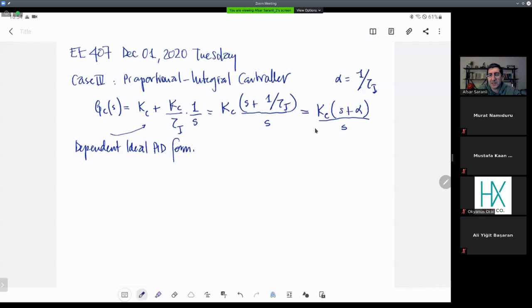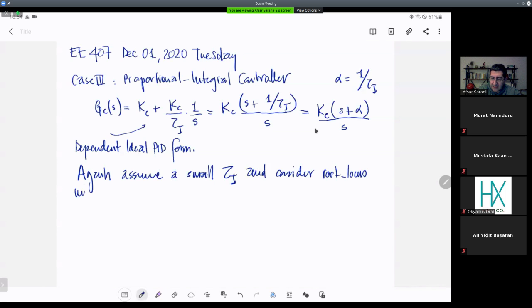In order to analyze this, we do the same. We assume a certain value of alpha as a design parameter, and we investigate what's happening with the proportional gain Kc. We again use root locus to see overall what's happening with different choices of alpha and as a function of Kc. So let's assume a small tau I and consider the root locus with respect to Kc.